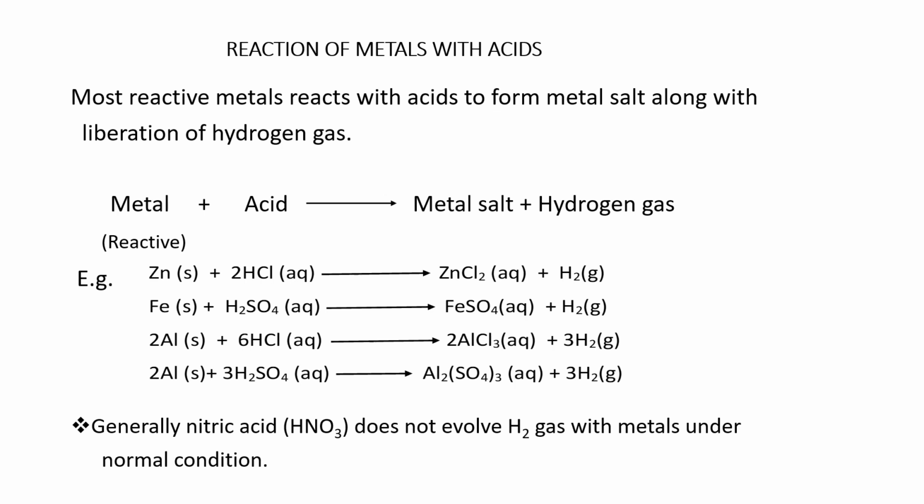In all these reactions you might have observed that I am only using the two strong acids, that is sulfuric acid and hydrochloric acid. I am not using nitric acid. Why? Because generally it is found that nitric acid does not evolve hydrogen gas with metal under normal conditions. Under certain special conditions it may react with metal and liberate hydrogen gas, but not in a normal condition.